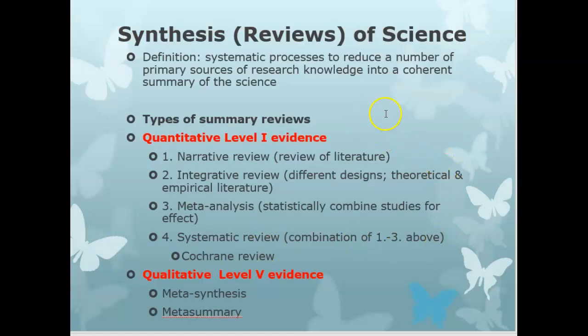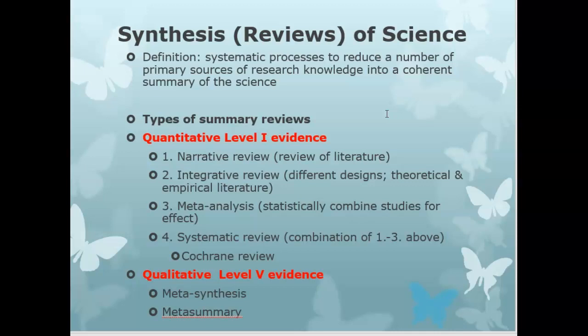So synthesis of science is really just gathering the information together. It's a systematic process to reduce the number of primary sources so that we don't have to pull each and every single study. They take all the studies and put them together. So there are types of summary reviews.